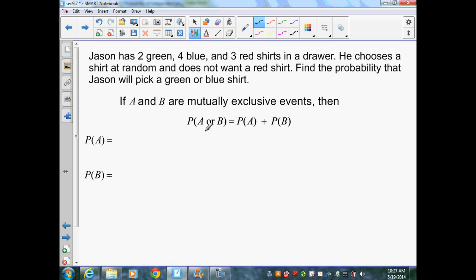The probability of A, and what we want is Jason picking a green shirt, is going to be the total number of shirts, 2 plus 4 makes 6, plus 3 is 9. Probability of choosing a green shirt is 2/9. And the probability of choosing blue is going to be 4/9.